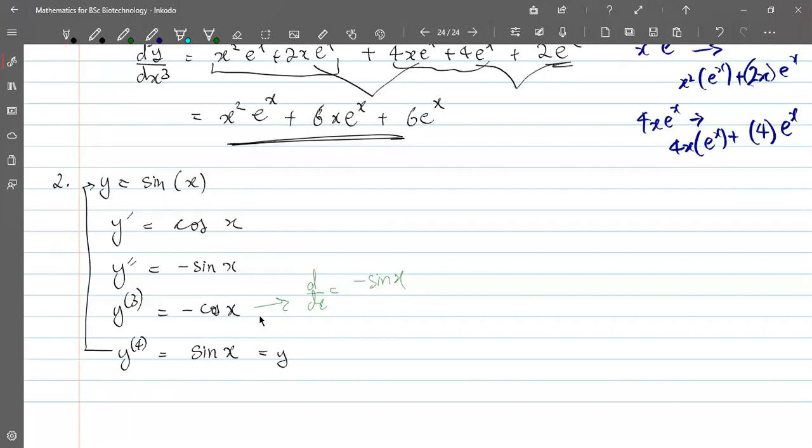So what happens if you differentiate n times? In general, what will be yn? It depends on the value of n. Clear? So I'll tell you what the cases are, and then you can figure out what the values will be. So if n is 0 or 4 or 8 or any multiple of 4, then it will be, in fact, I'll tell you what it will be. It will be sin x itself.